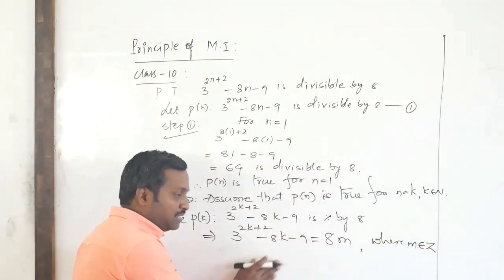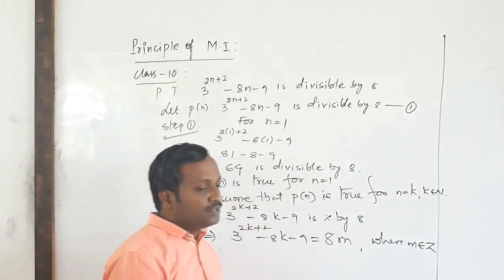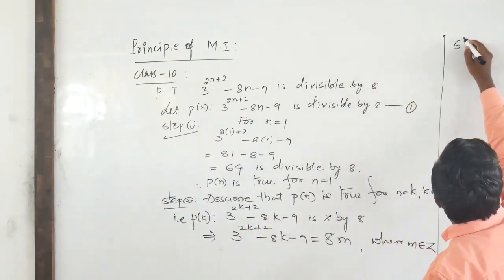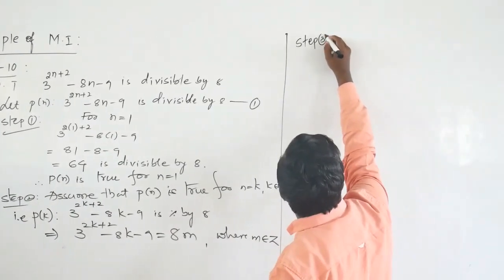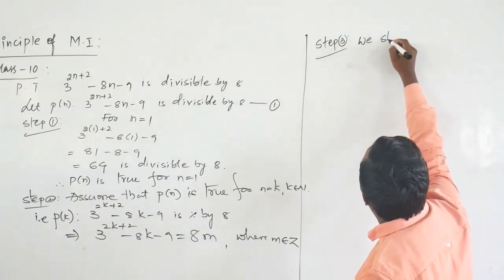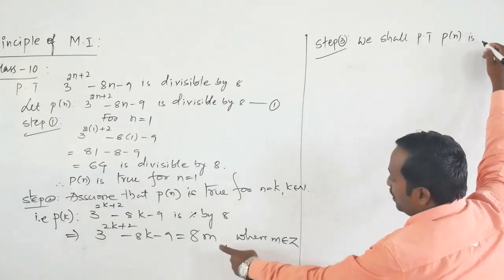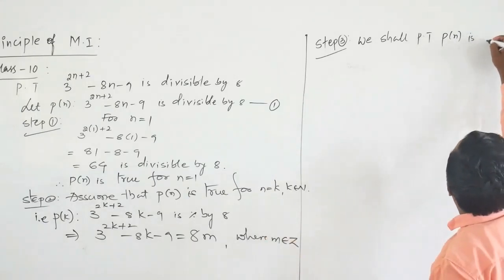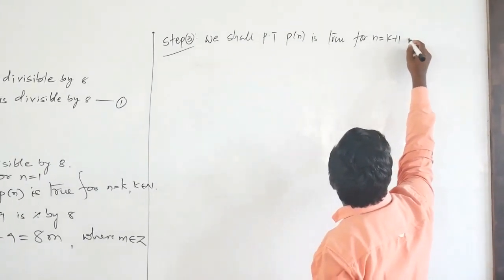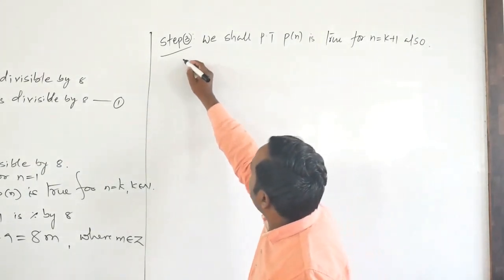We will see which form is suitable and use it. So we have to move to the next step. Step 3: we have to show that the statement is true for n equal to k plus 1 also. We shall prove that P of n is true for n equal to k plus 1 also. This is very important, remember it, it will be used.